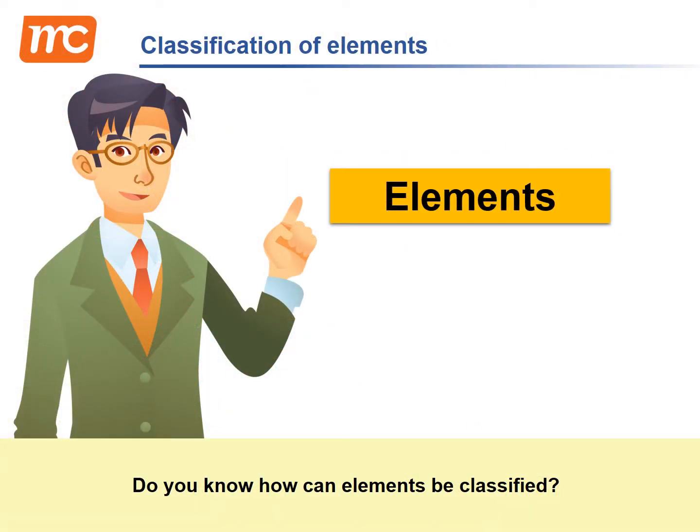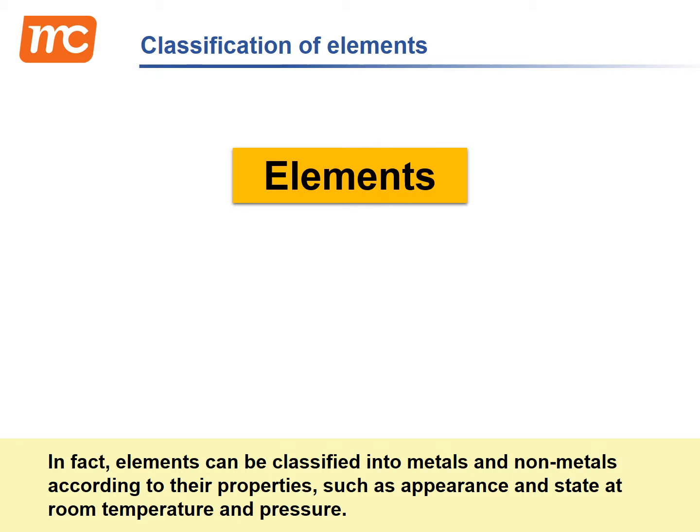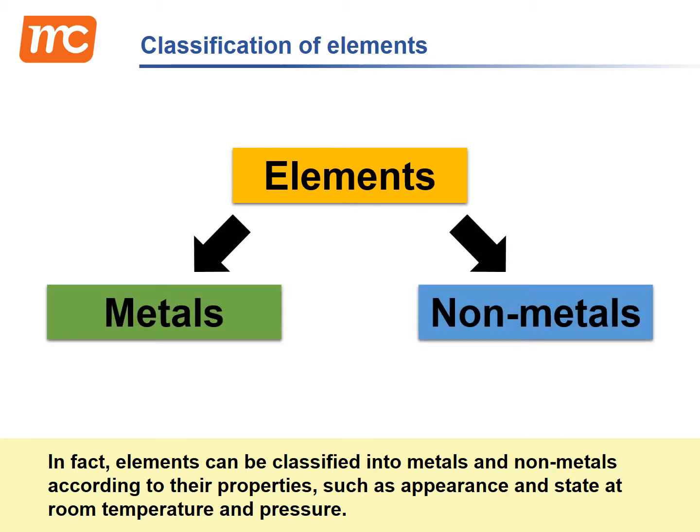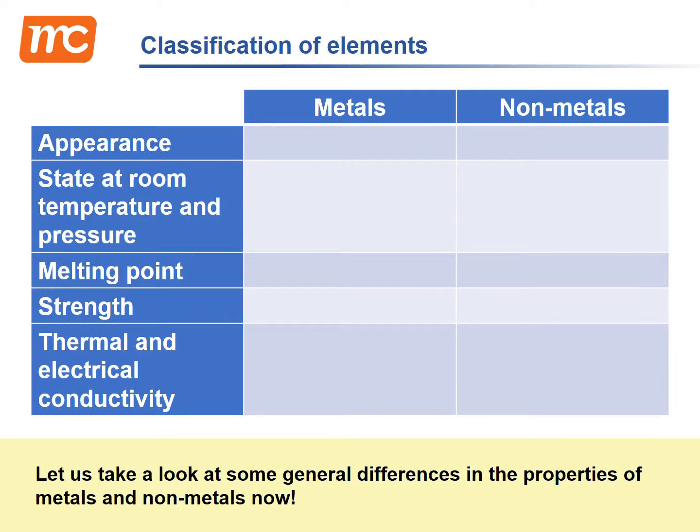Do you know how elements can be classified? In fact, elements can be classified into metals and non-metals according to their properties, such as appearance and state at room temperature and pressure. Let us take a look at some general differences in the properties of metals and non-metals now. The appearance of metals is shiny. The appearance of non-metals is usually dull.